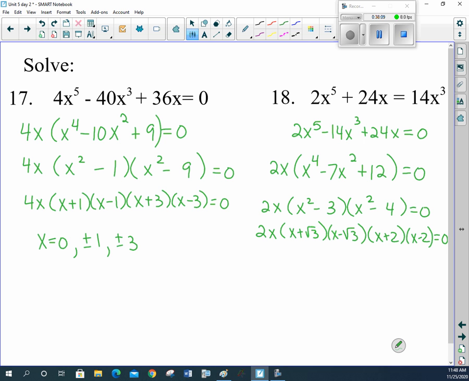So I should have 5 answers, and I do. x equals 0, positive and negative square root of 3, and positive and negative 2. There's all 5 answers.